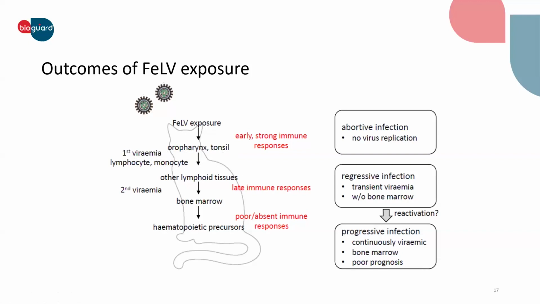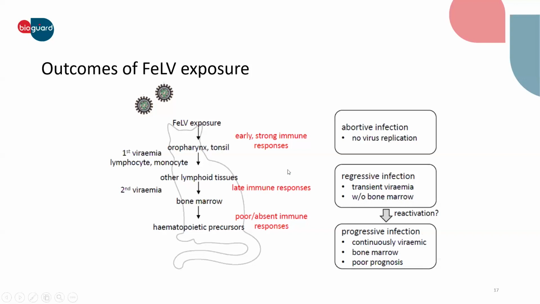And if the cat has a late immune response, although it's not as good as an early strong immune response, it will still make the virus not get into the bone marrow. And that's what we call a regressive infection. But at this time, it only shows a transient viremia, and it will not affect the bone marrow.